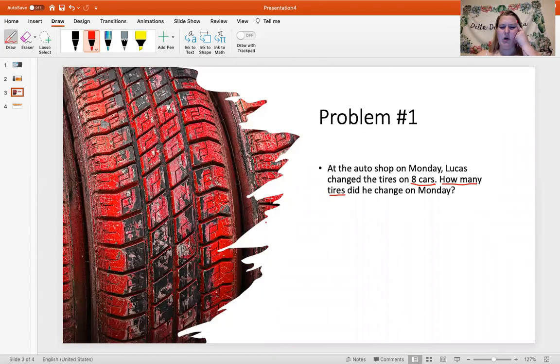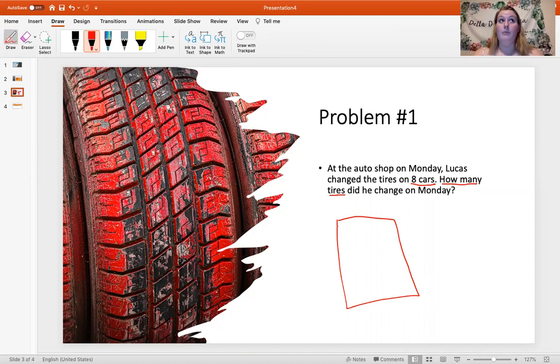I think I know a car. So I'm going to draw a car. I'm going to draw it from the top view, so we're looking down at it. Just a little square will represent our car. I know a car has 4 tires. So I'm going to draw 1, 2, 3, 4. Okay, so one car has 4 tires.